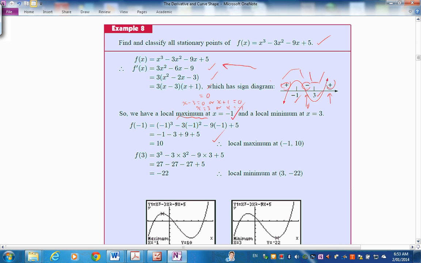Very good, sub it in is 10. Local minimum of x is 3. Sub it in. Okay, very good. I was misreading that down below there. Okay, so we have the neg 1, 10 is the max. Neg 1, 3, neg 22 is the min.